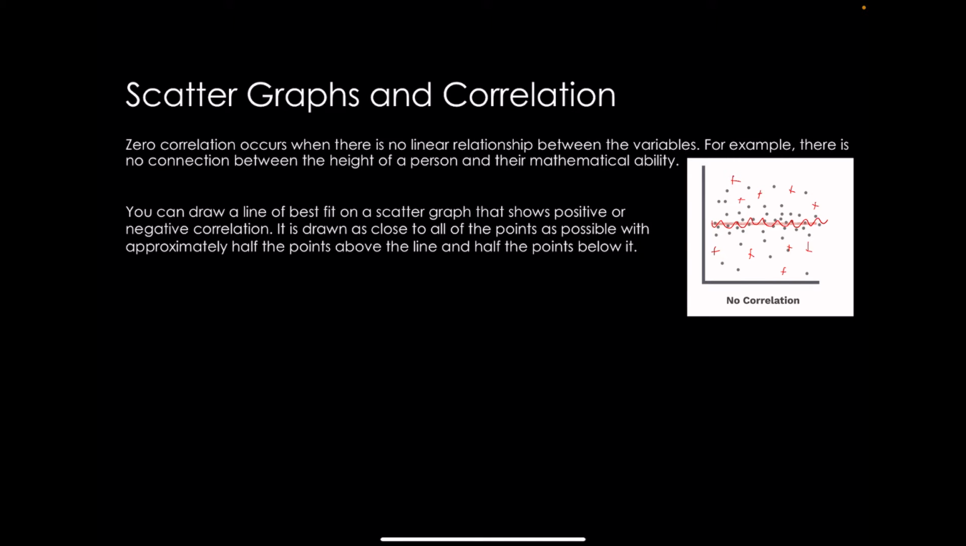You can draw a line of best fit on a scatter graph that shows positive or negative correlation, and as I've already mentioned, it is drawn as close to all of the points as possible, with approximately half the points above the line and half the points below, so in the middle. Okay, some people try and join the dots and they think that's the line of best fit. It's not. You need to do the line in the middle.